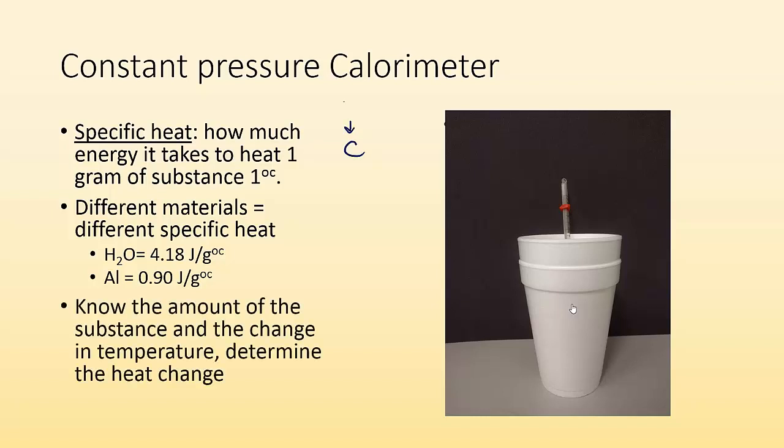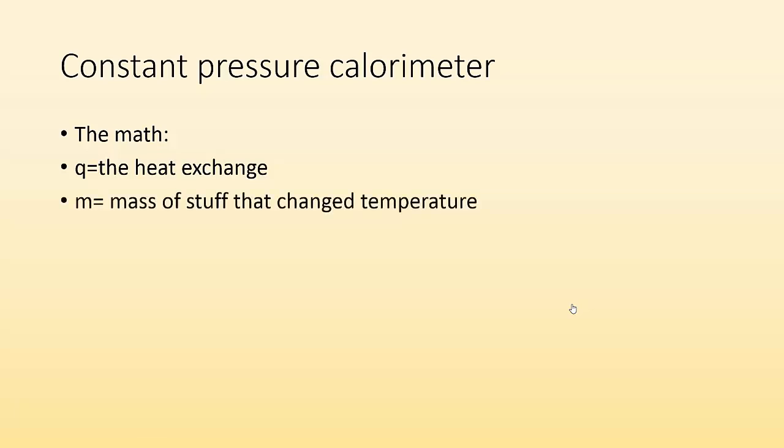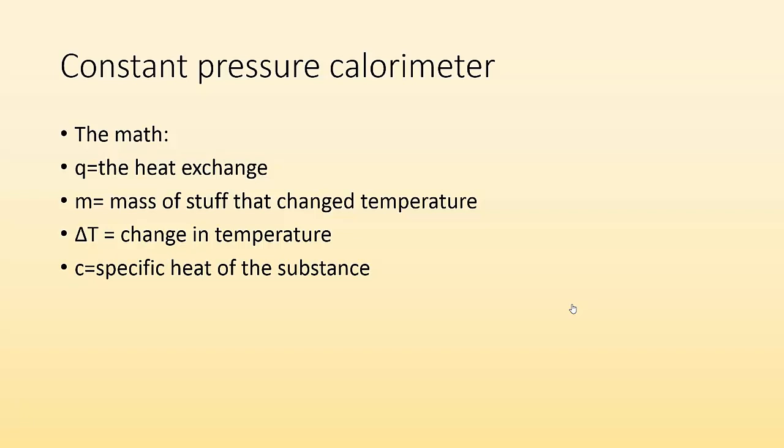Okay. So if you know the amount of substance and the change of its temperature, you can determine the heat change. So the math: Q we're going to use for the heat exchange. That's going to tell us the heat gained or lost. The m is going to be short for mass of the stuff that changed temperature, usually water for a lot of these problems. And the delta T is going to be the change in temperature. Remember, delta is a symbol for change in whatever comes after it. So delta T will be a change in temperature. And little c is for the specific heat of a substance in this scenario.